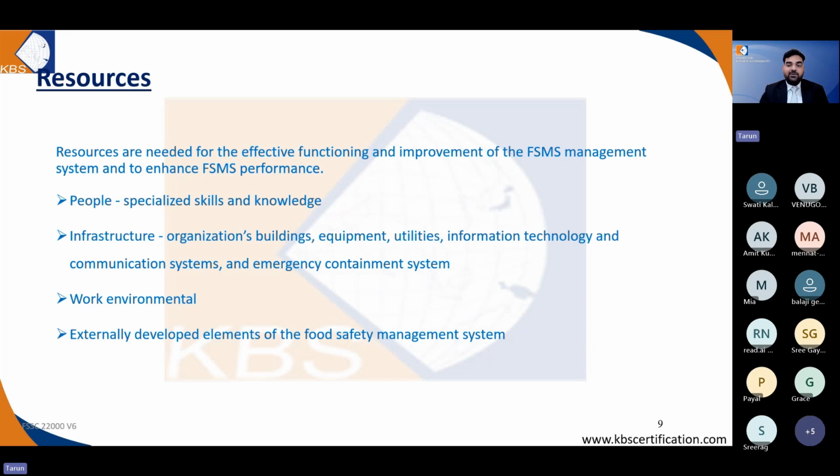environment. When you say work environment, it is not only about the temperature. It is also about where your factory is situated, meaning whether your factory area is good for food manufacturing. If it is not, then you need to protect it so that your product will not get affected. Then externally developed elements of the food safety management system. Any externally developed element which can affect your organization, that type of resources you need to identify. This is the requirement for resources.